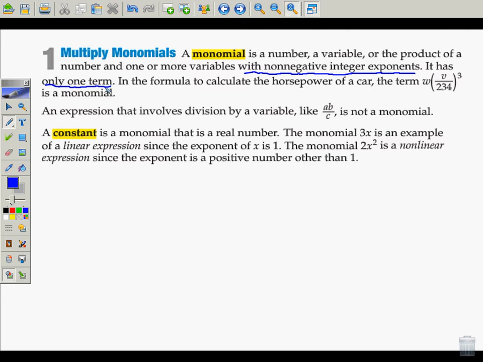So for example, if we look at this formula, this is kind of complicated. We could see that w times v over 234 raised to the third power is a monomial. Basically, the rule for monomials, besides that it has non-negative integer exponents, the part that means it only has one term, so monomials don't have addition or subtraction.